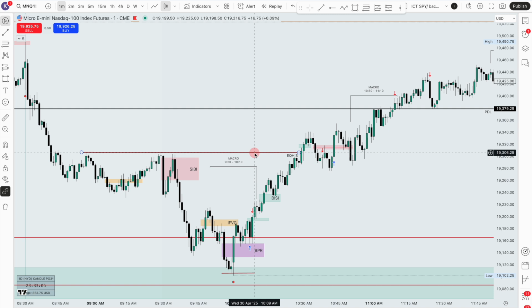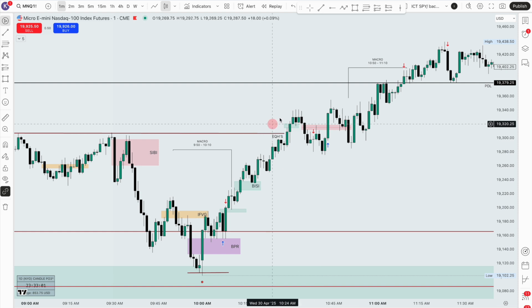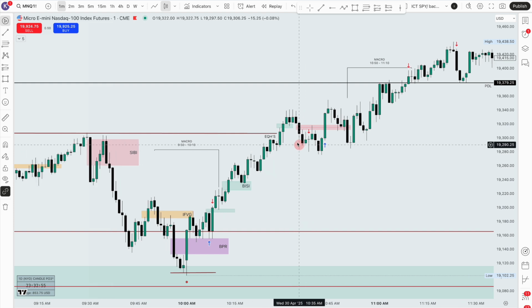I wasn't expecting market to go this high, to be honest, today. So here is the market structure shift, you can say, and this is where I took entry, which I closed around here, somewhere here, and took a reversal trade instead, because I think this was just a stop hunt.